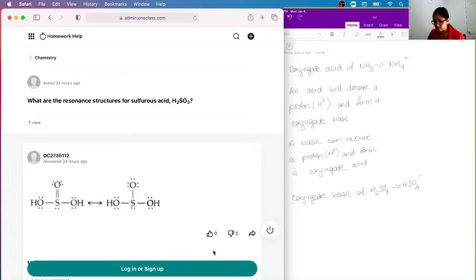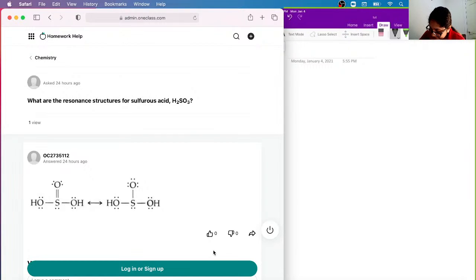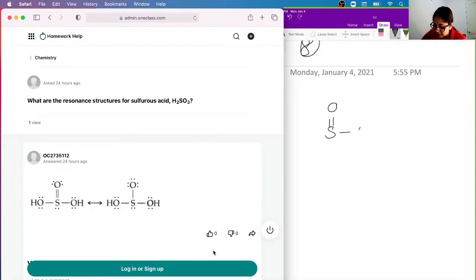What's our next question? Here it says, what are the resonance structures for sulfurous acid H2SO3? So let's draw out the structure. We have S double bonded to an O. Also, you would have to include all the lone pairs of each atom in this case.